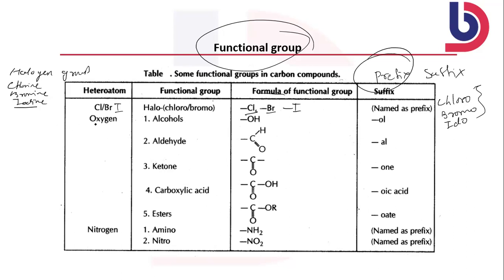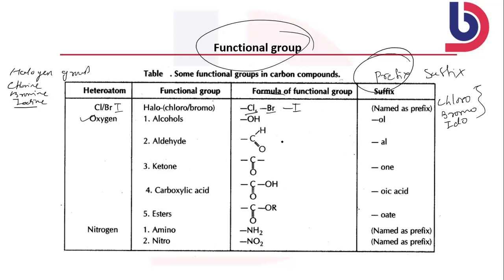Now, the second functional group is oxygen. They also want to become a friend of carbon. This oxygen group has five groups. The first is alcohol. The functional formula for alcohol is OH, and while naming you write a suffix. The suffix is OL, which you introduce after the parent name.